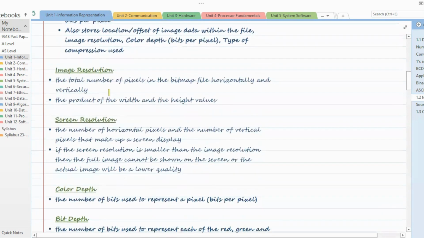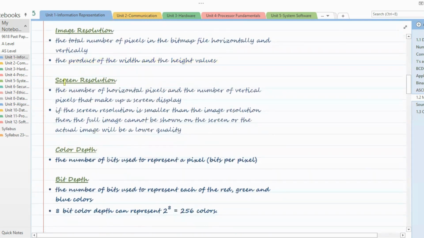Then we have image resolution. Image resolution is the total number of pixels in the bitmap file, or, to understand it in simpler terms, the product of the width and the height values. You must have seen 520 by 520 or 1048 into 520. That is image resolution, where width-wise and height-wise pixels are given, and their product gives you the image resolution.